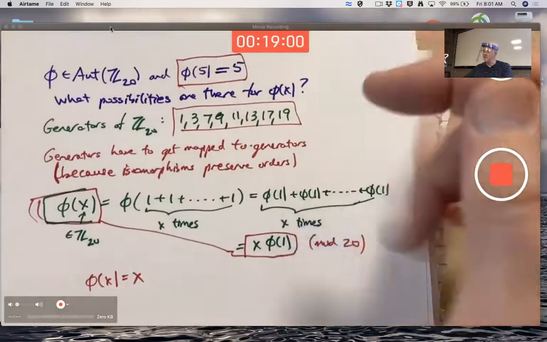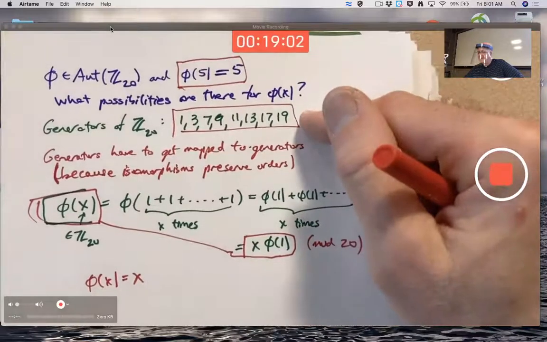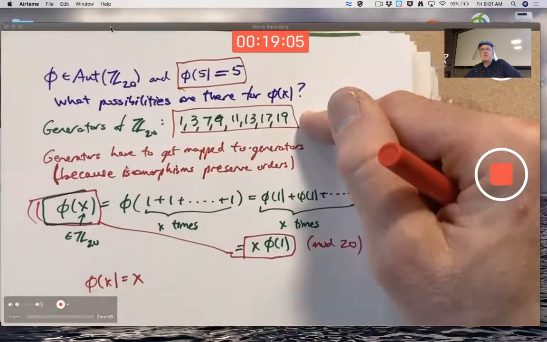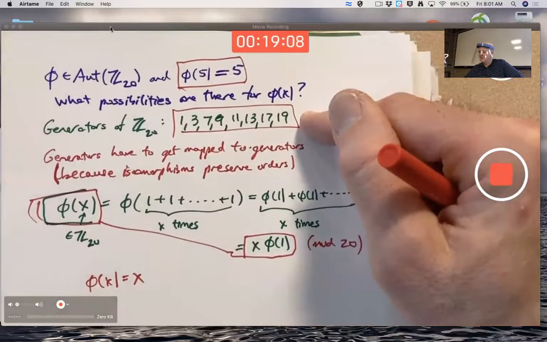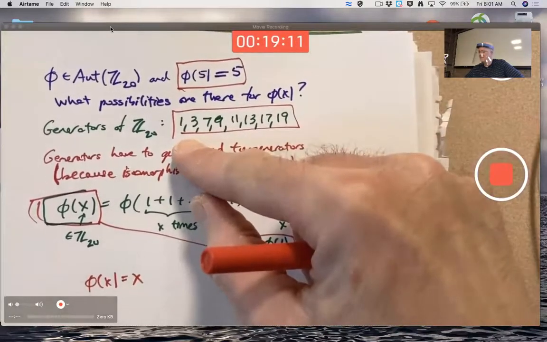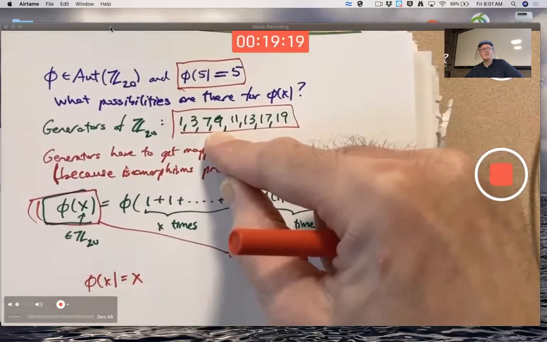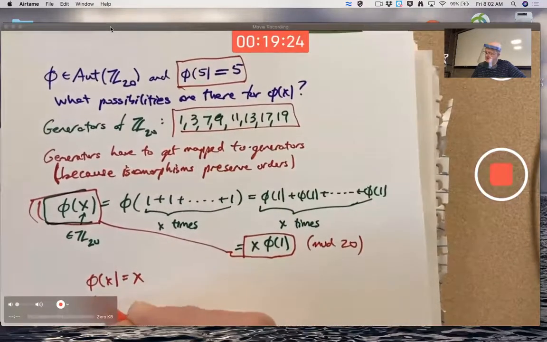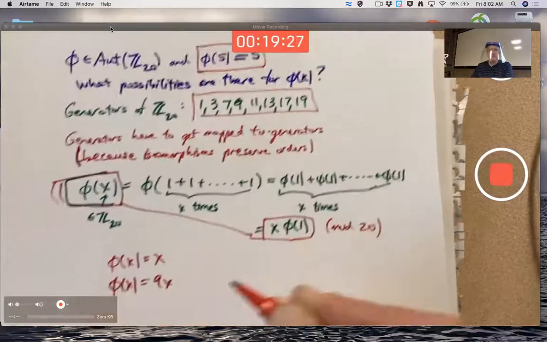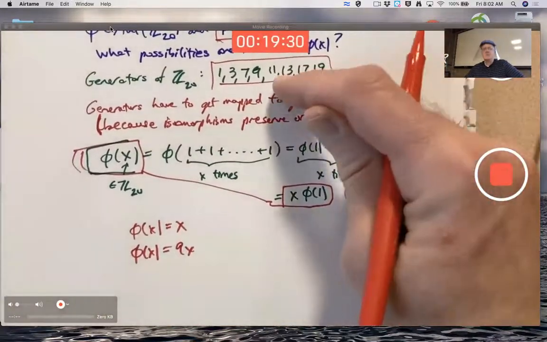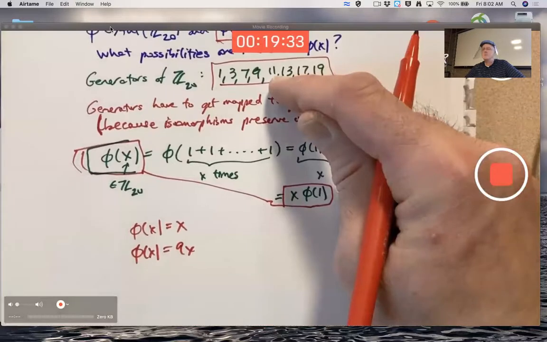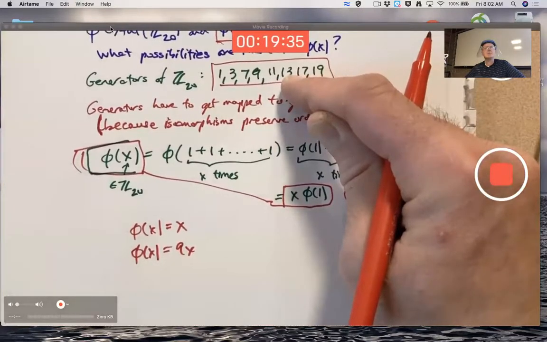Let's just do mental calculations here. I multiply any of these numbers times 5 and then mod by 20. Which ones give me 5? 3 times 5 is 15, mod 20 is 15. 7 times 5 is 35, mod 20 is 15, not 5. 9 times 5 is 45, mod 20 is 5. 9 is a possibility. 11 times 5 is 55, mod 20 is 15. No, that doesn't work. 13 times 5 is 65, mod 20 is 5. 13 is a possibility.